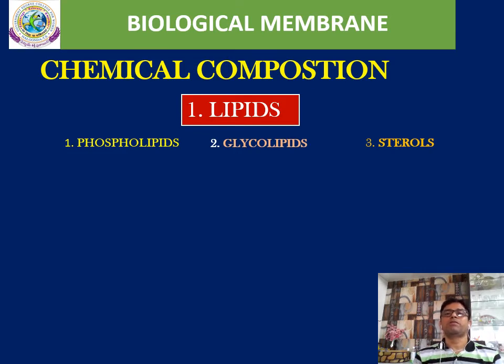Phospholipids. Phospholipids are present in greater proportion when compared to other types of lipids, such as glycolipids and sterols. There are three different types of phospholipids present in the plasma membrane.